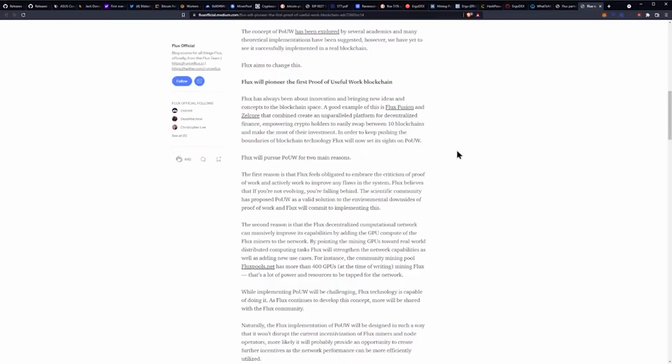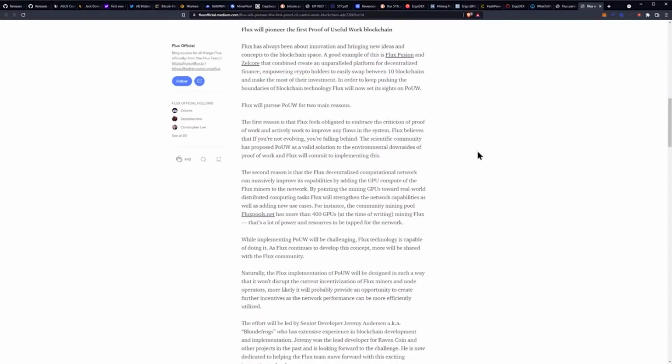The first reason is that Flux feels obligated to embrace the criticism of proof of work and actively work to improve any flaws in the system. Flux believes that if you are not evolving, you are falling behind. The scientific community has proposed proof of useful work as a valid solution to the environmental downsides of proof of work, and Flux is committed to implementing this. The second reason is that the Flux decentralized computational network can massively improve its capabilities by adding the GPU compute of the Flux miners to the network.